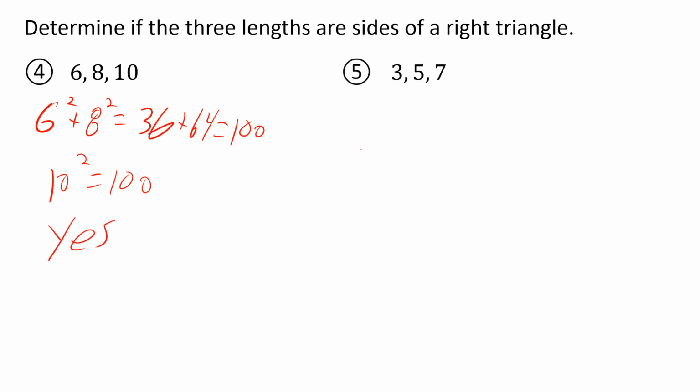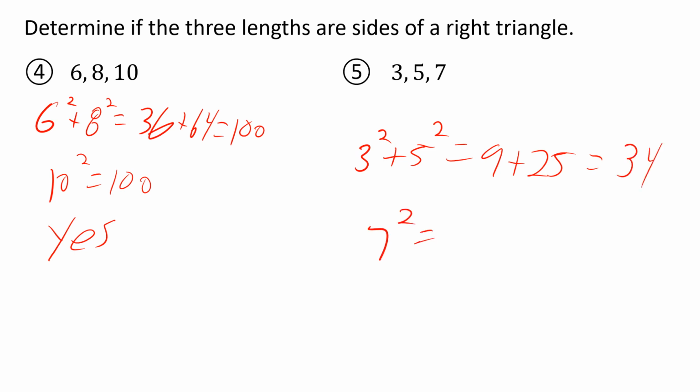Number 5. Again, I'm going lightning fast because you should just be checking your answers here, right? That adds up to 34. 7 squared is 49. No, those do not match. That does not make a right triangle.